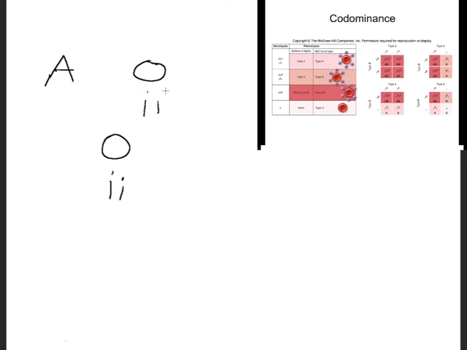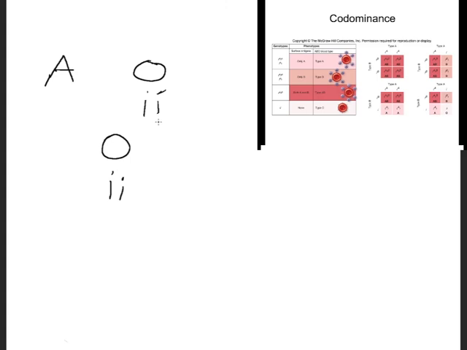Same thing with this parent. We know what the genotype is because it has to be blood type little i. But this parent, we're not quite sure what they are. But we do, actually, because we know what the child is. So the question will actually say, what is the genotype of this parent?